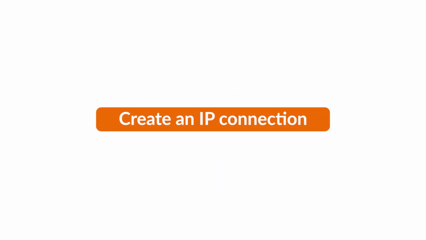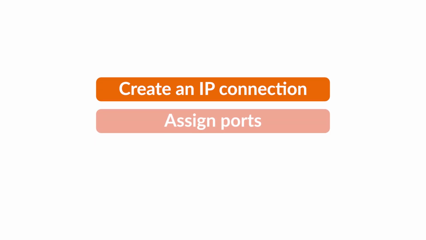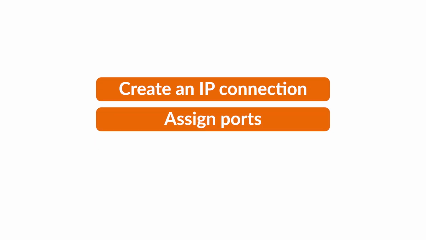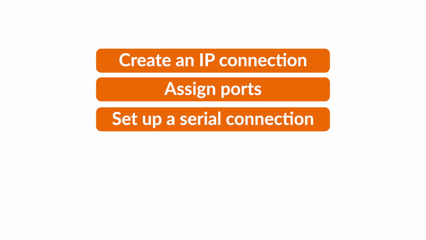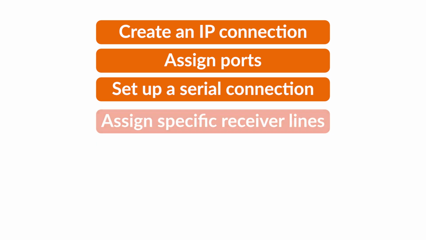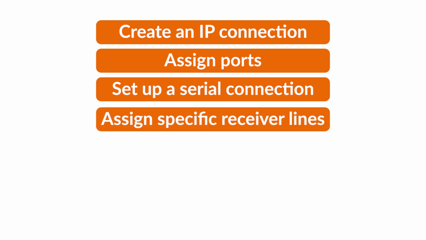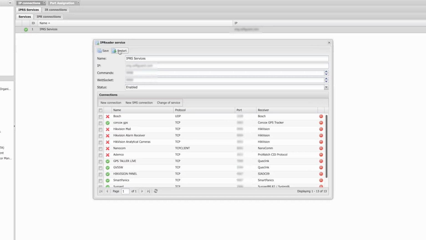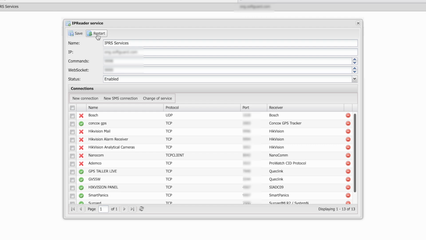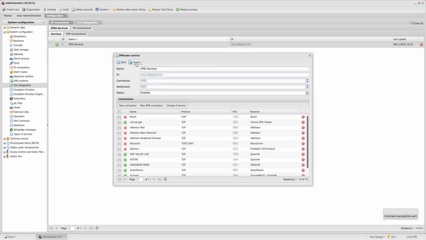So, to recap, we've covered how to create an IP connection and how to assign one or more ports depending on whether you are working with one or multiple dealers. We also went over how to set up a serial connection and, from the Port Assignment tab, how to assign specific receiver lines to each dealer within that serial connection. Once you've completed these configurations, always click the Restart button. This will reset the service and activate the new connection you've just created.